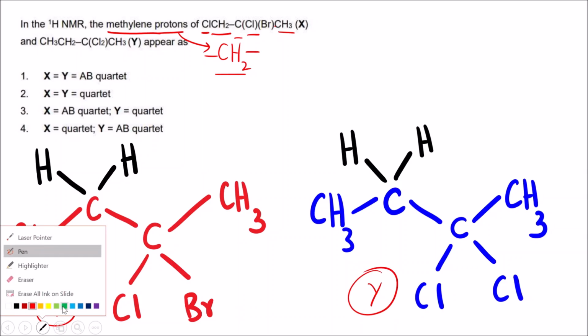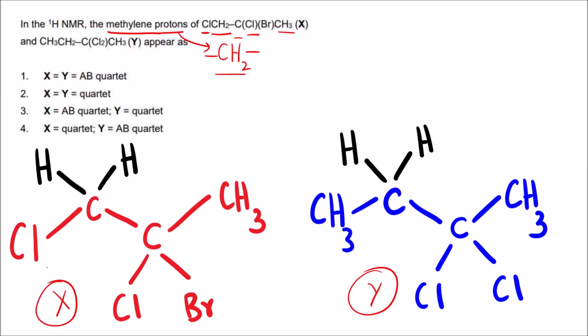Now we have to identify the splitting pattern. In X, how do you identify an AB quartet? We saw that the protons should be diastereotopic. Now here in X, can you see any chiral carbon? Is this chiral? No, because the two hydrogens are the same. Is this chiral? The answer is yes. This is a chiral carbon: methyl, bromo, chloro, and then this group. So here they are diastereotopic protons. HA will split B into a doublet, and B will in turn split the signal of HA. So what we get here is an AB quartet.